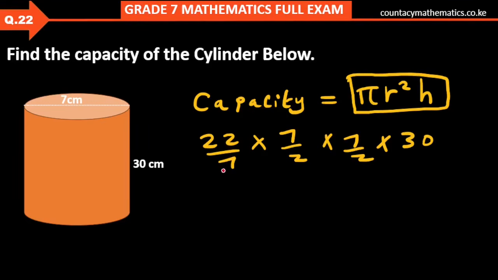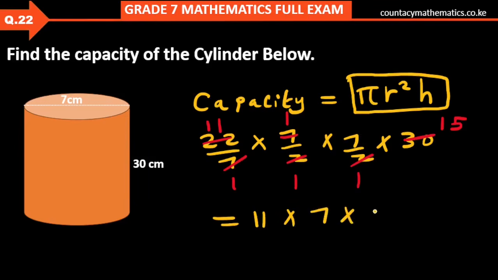Luckily enough, here we've got a 7, we divide by 7, we've got a 7, divide by 7, divide by 2 there, divide by 2, we get 11, divide by 2 there, we get a 15. Finally, what do we get? Which values remain? We remain with 11 multiplied by 7 multiplied by 15. Well, this is quite straightforward to do. That is 11 times 7, we get 77 multiplied by 15. So we have 15 multiplied by 77.